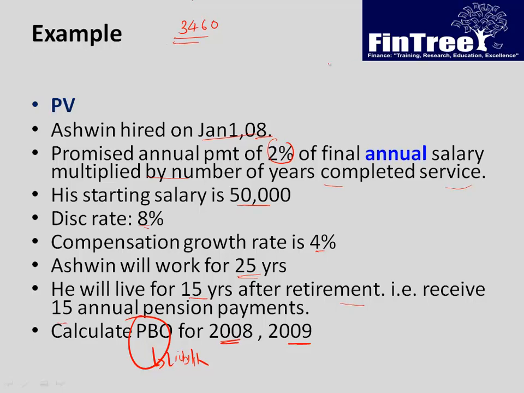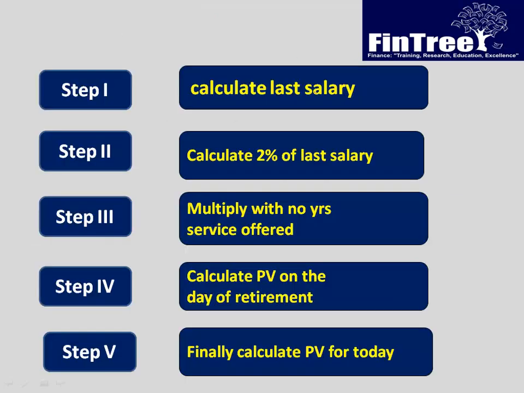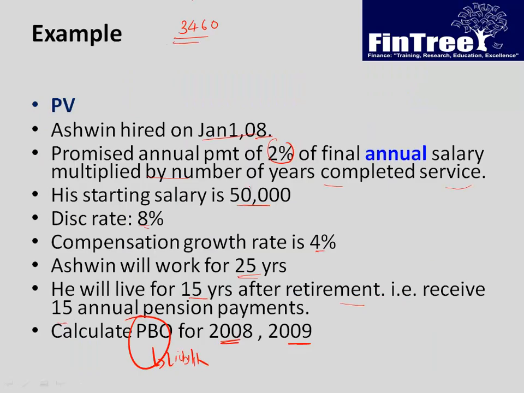Okay. See, step number 1, calculate last salary. Okay. So, what is your current salary? 50,000. He's going to work for 25 years. Every year it's going to grow by 4%. So, while calculating the final salary, your N is going to be 24 years. Because when someone works for 25 years, he gets 24 increments.